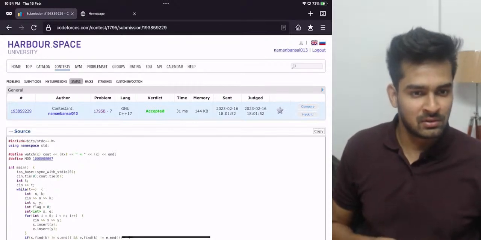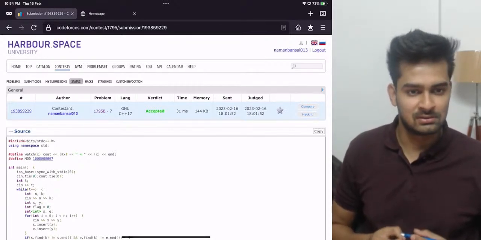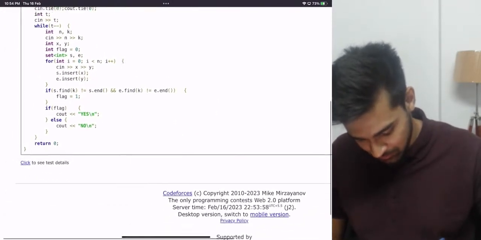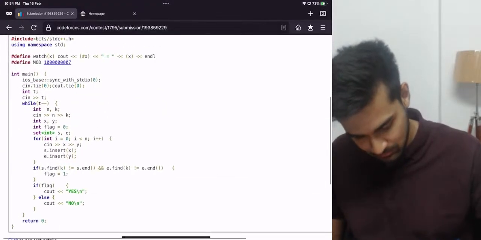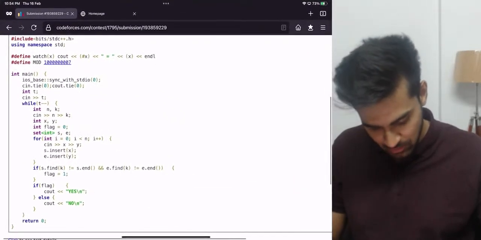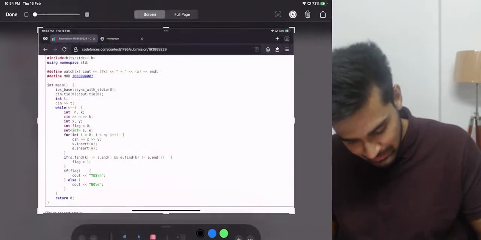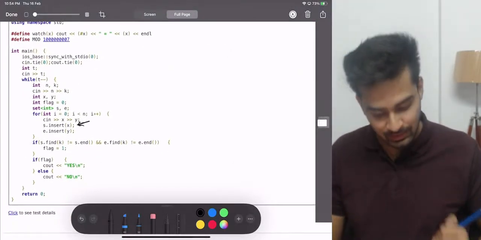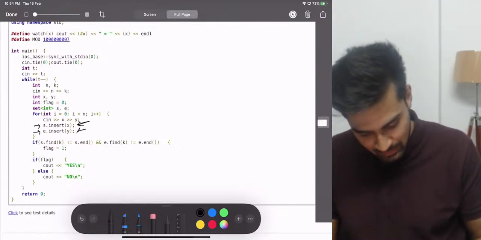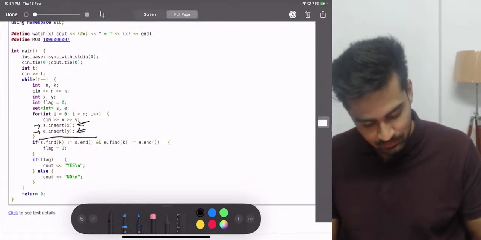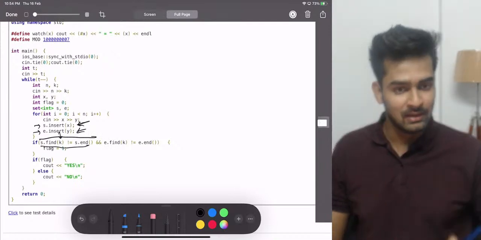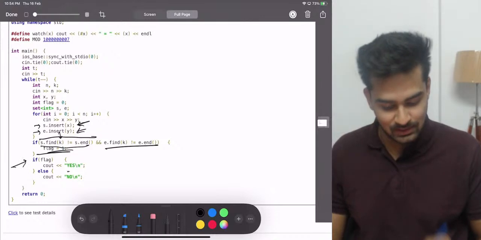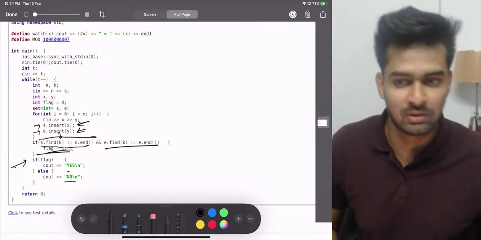Another approach: check consecutive color and check tops of tires. Okay, so this is the code. Again, pretty simple problem. All I'm actually doing is I've taken all the starting points, pushed them into a set S, and all the ending points, pushed them into a set E. Then I'm just checking if K is present in the starting set and K is present in the ending set. If it is present in both, my flag is 1. If flag is 1, print yes, otherwise no. That's it. That's all you had to do.